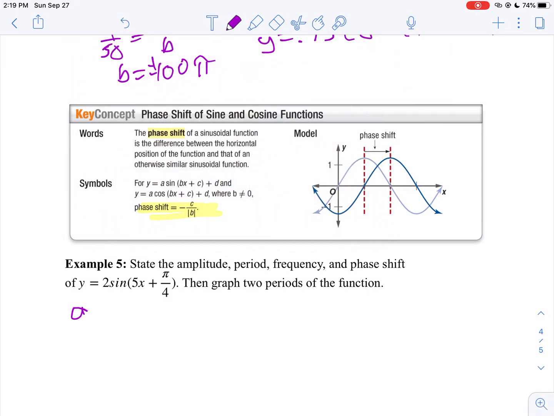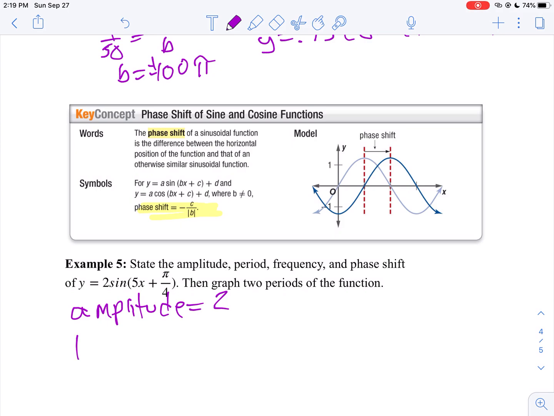The amplitude is going to be the number in front, what you're multiplying your function by. In this case, it's 2. So in other words, this is going to be twice as high as a regular sine function.